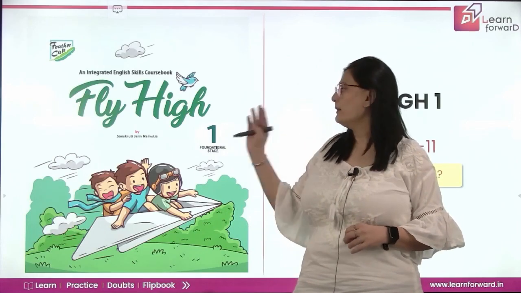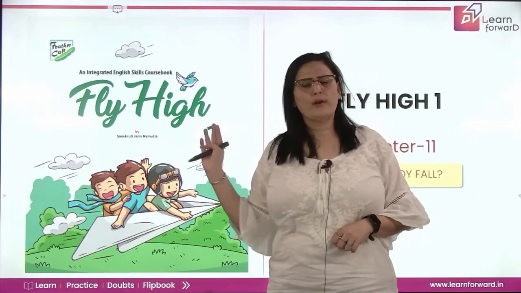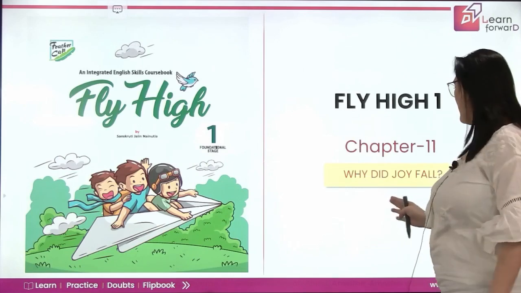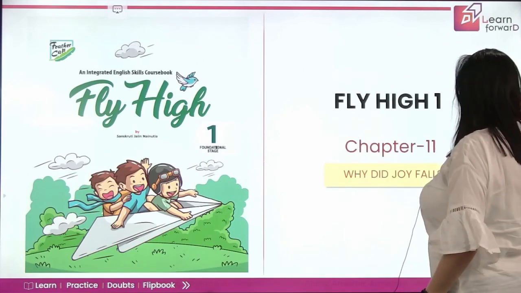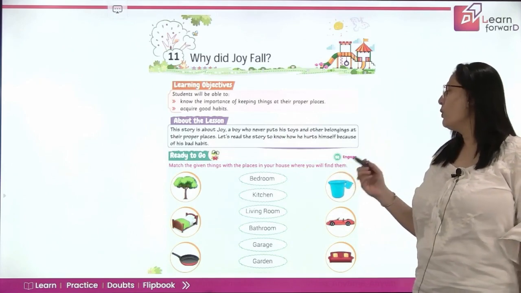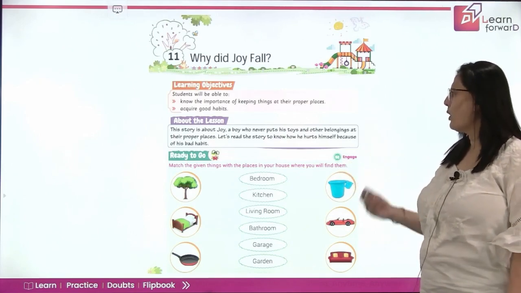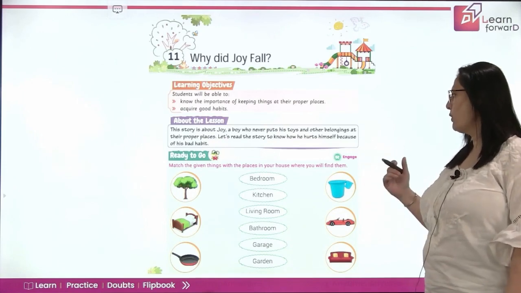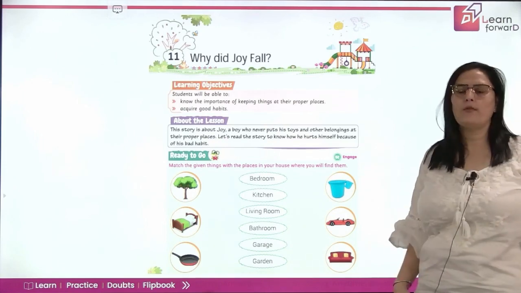So let's begin. Hope you all are ready with your books Fly High Grade 1. So now we are on chapter 11 which says, why did Joy fall? Okay, so this story is about Joy, a boy who never puts his toys and other belongings at their proper places. Let's read the story to know how he hurts himself because of his bad habit.